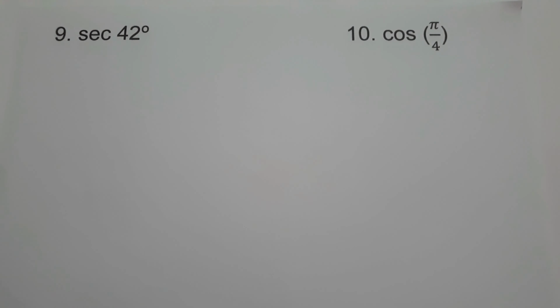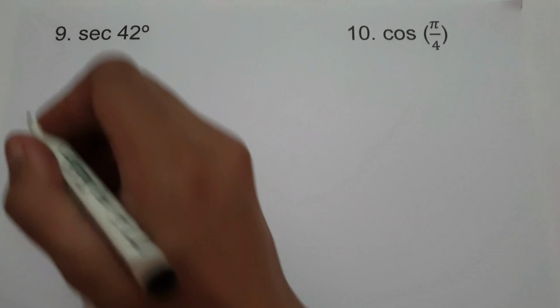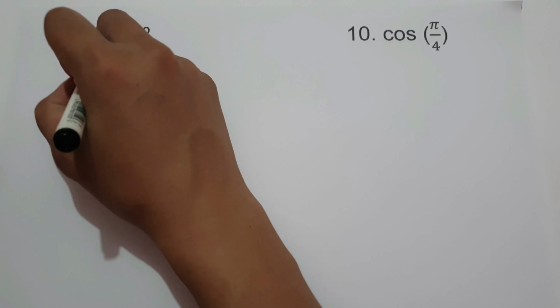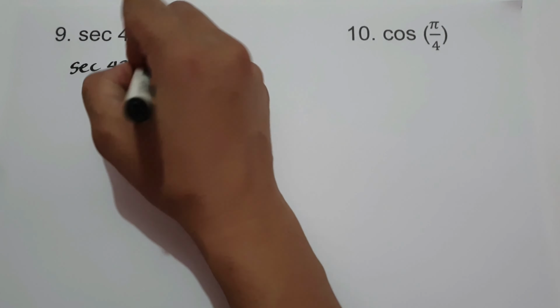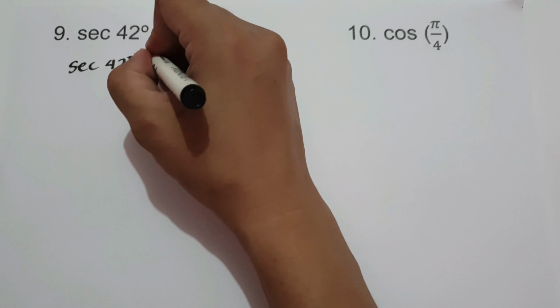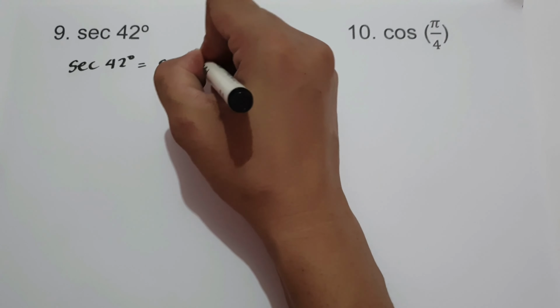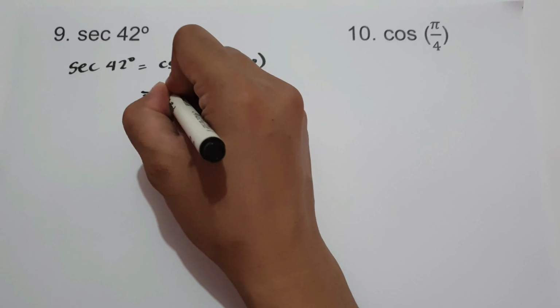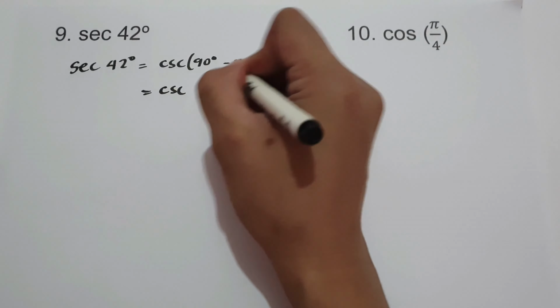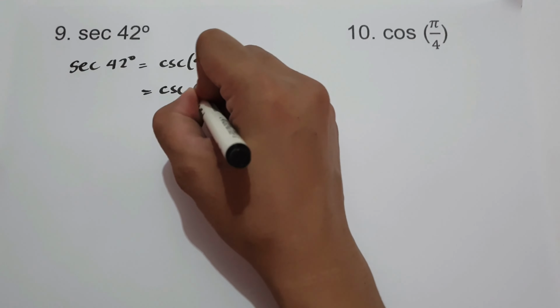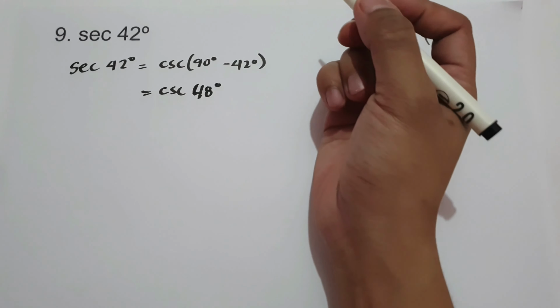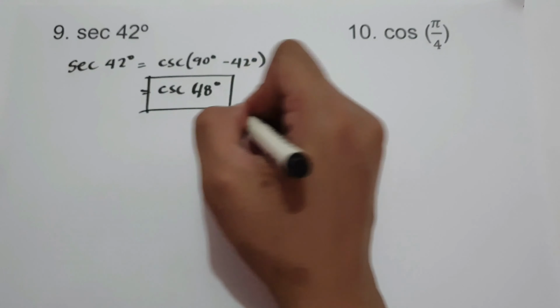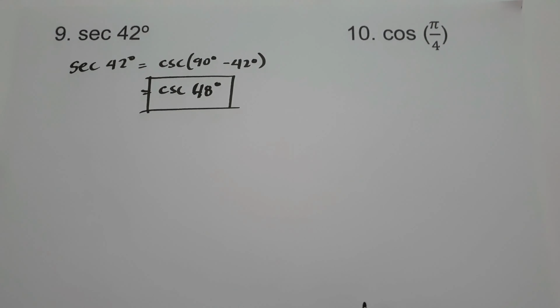On our next example, we have secant 42 degrees. The cofunction of secant is cosecant. So if we have secant 42 degrees, that is cosecant of 90 degrees minus 42 degrees. And 90 minus 42 is 48 degrees. So this will be the cofunction of secant 42 degrees.